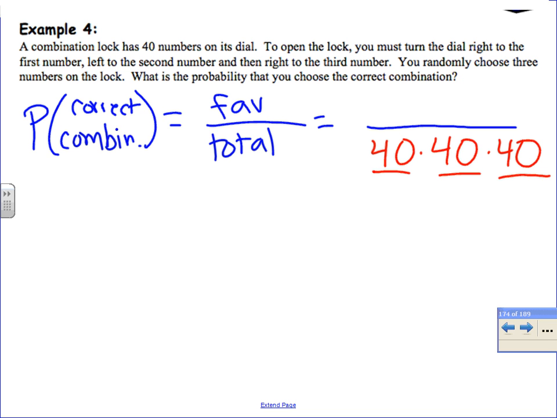Now, another trick question. What's the favorable? What's the favorable? Zach, what do you think? Why 1?